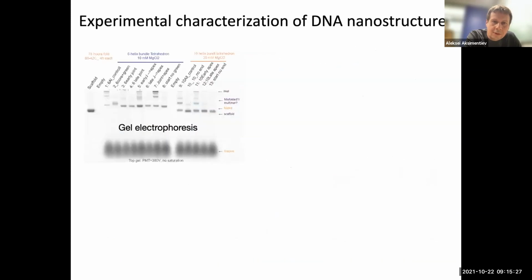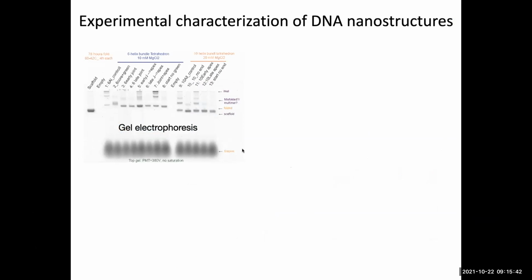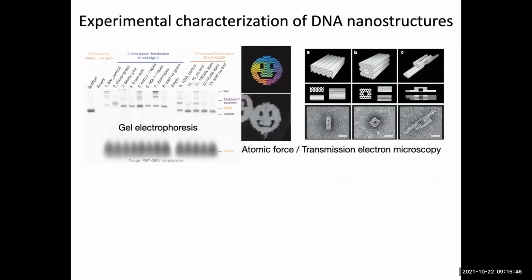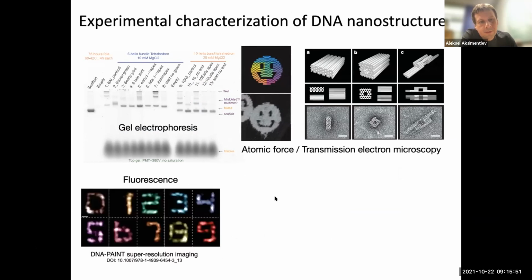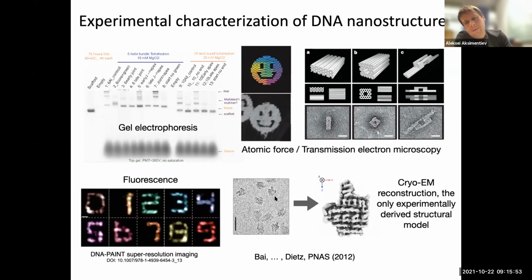So there are several ways to characterize nanostructures experimentally. Gel electrophoresis, I already mentioned. The bands here are the DNA constructs, and you can tell how far the DNA construct travels in the electric field by how far it is from this DNA ladder. And you can use atomic force microscopy, transmission microscopy, fluorescence. But the only real way to get a 3D structure is through cryo-EM.